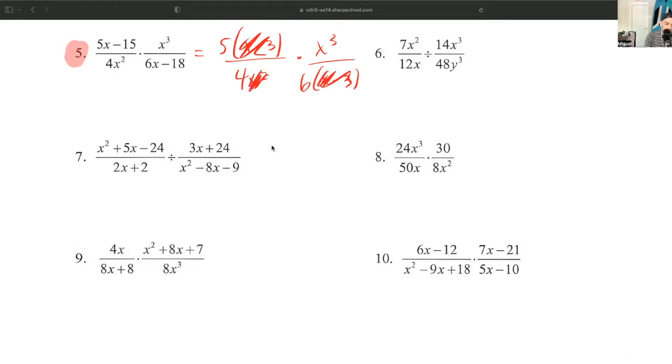So the x squared can go away, and the x cubed would just become an x. And now that leaves me with 5x over 4 times 6, which is just going to be 24. It's kind of an interesting rational expression there, but that is what the answer is. Okay, let's do 2 more of these, or perhaps maybe we can do 3 more here.